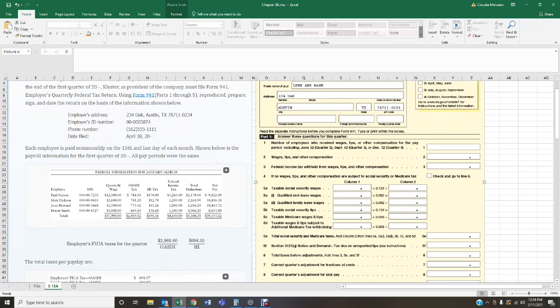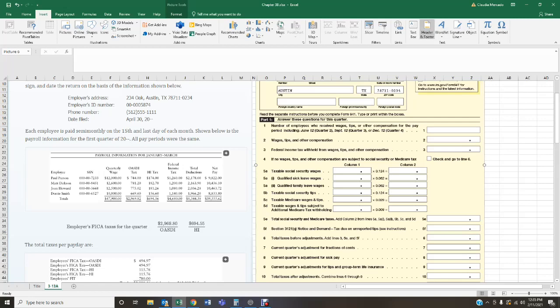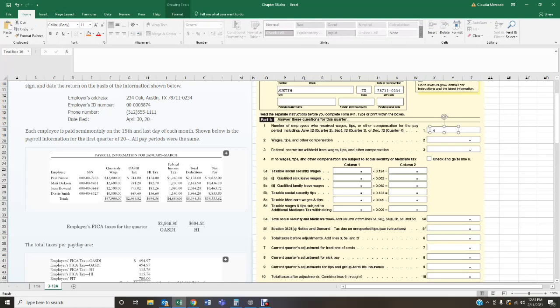Okay. Now we go to Part 1. The first question asks us, and it's basically just reading the line item and doing whatever the line item says. If it does not apply, then just leave it blank and you move on to the next one. Okay. Number of employees who received wages, tips, or other compensation for the pay period. So how many employees did we have? According to our payroll information, we had Paul, Matt, Joanne, and Dory. That's 4 employees. So I'm going to go ahead and put 4 right there. Okay. We had 4 employees.